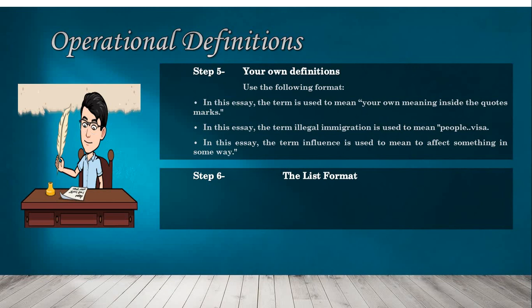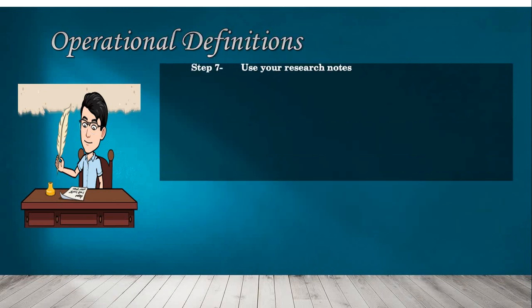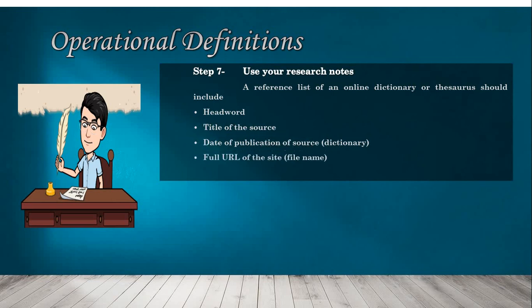For step 6, we have the list format. You can write in list format, where the term being defined is in italics. So we have the term A and the term B for your own list of definitions. Last, we have step 7, use your research notes. A reference list of an online dictionary or thesaurus should include the headword, title of the source, date of publication of the source, full URL of the site, and date you accessed the dictionary to avoid plagiarism.